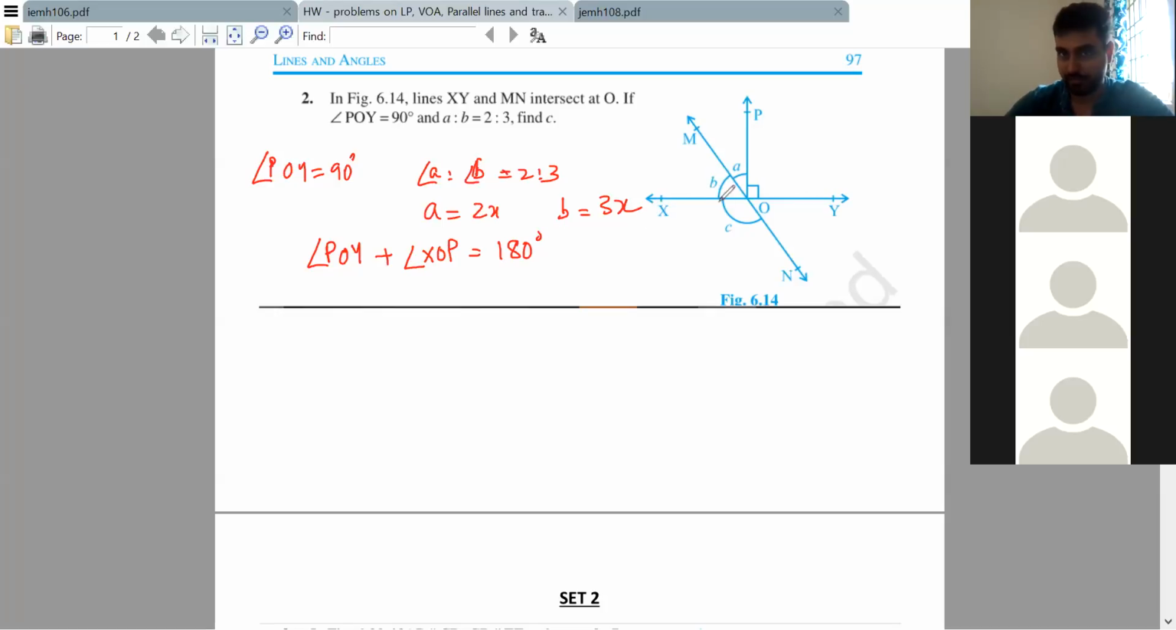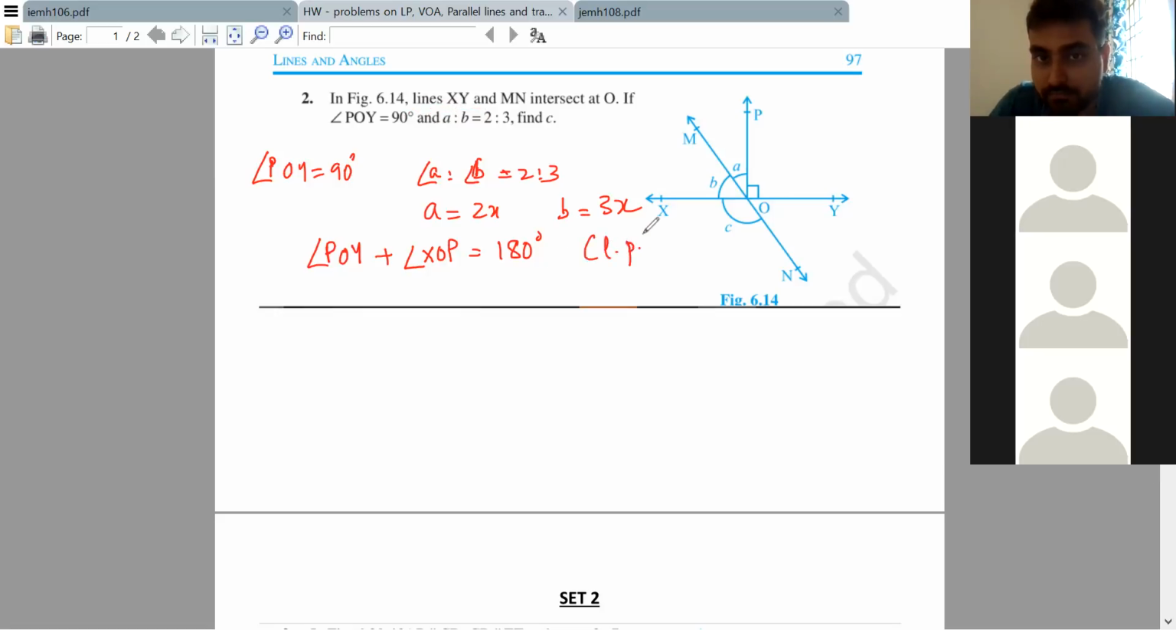Guys, notice XOP, that is this angle, and POY is this angle, and XY is a line. It is given that XY is a line. We are not simply assuming XY is 180 degrees. They have given it's a line, that's why we are assuming it's 180 degrees. That's very important. Thank you, Sumaya.